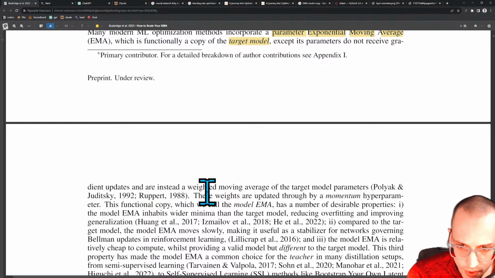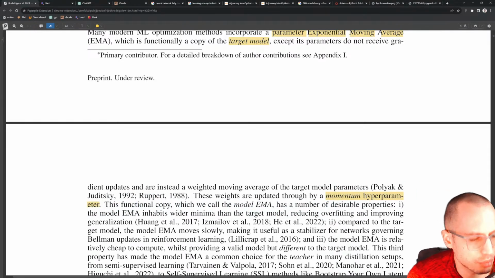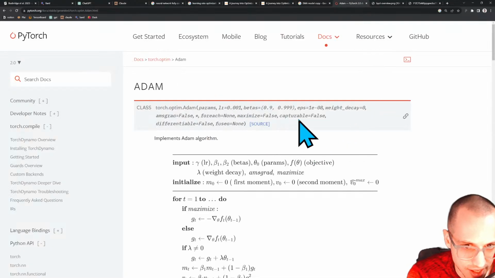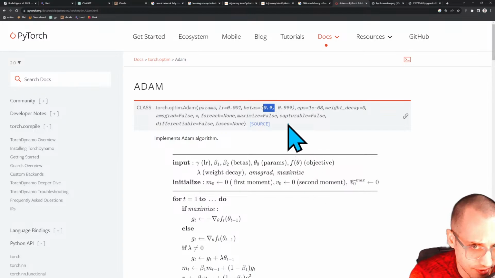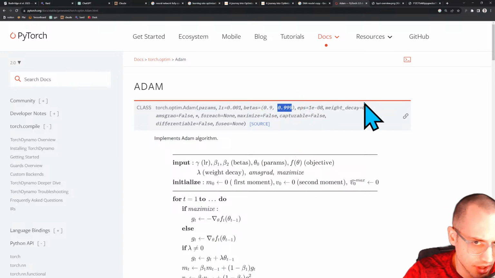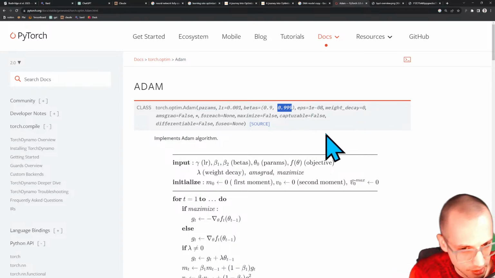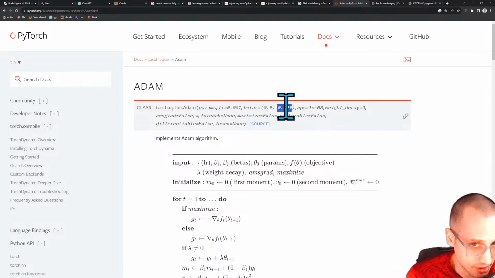Okay. These weights are updated by a momentum hyperparameter. So a hyperparameter is just a value that you have to pick as a human. There's no value that just falls out of the math. The math just says, hey, there's some beta and you have to pick some value for it, and humans make their best guess, and then over the years we end up with slightly better guesses about what a good value for this momentum hyperparameter is.